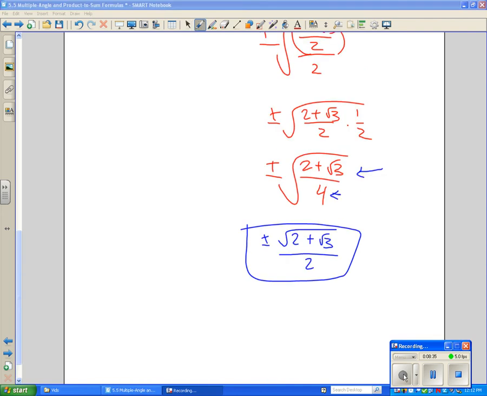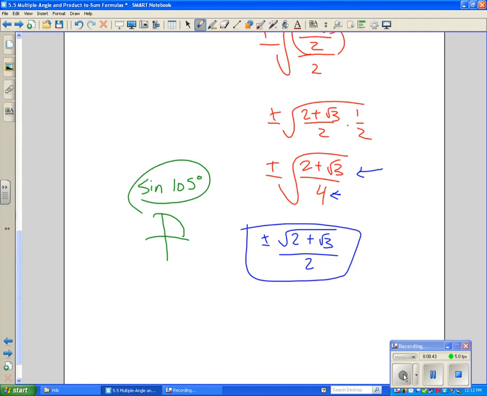But I got one last statement to make. Remember, this is the same thing as sine 105. 105 is in the second quadrant, and sine is positive. Therefore, only the positive answer is taken, not the negative. So it's just the positive value. That's it for this video.